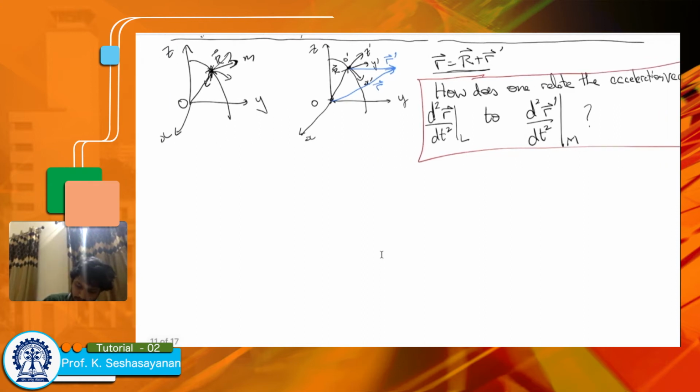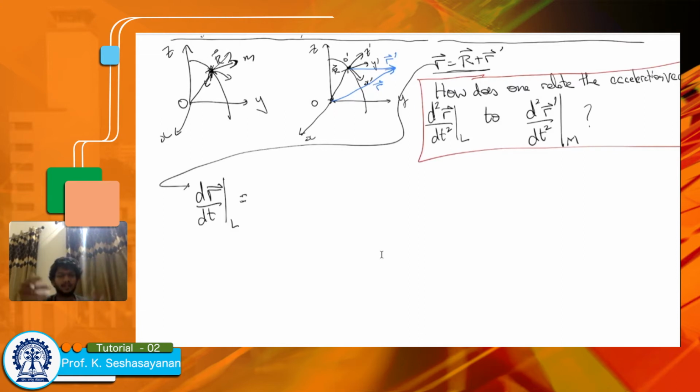So let's start with this expression. We say r dot or dr by dt. Let's start with everything in the lab frame. Any vector you can measure in any frame of reference, and the lab frame or the inertial frame is what I denote by L. So this is equal to dR by dt in the lab frame plus dr prime by dt.